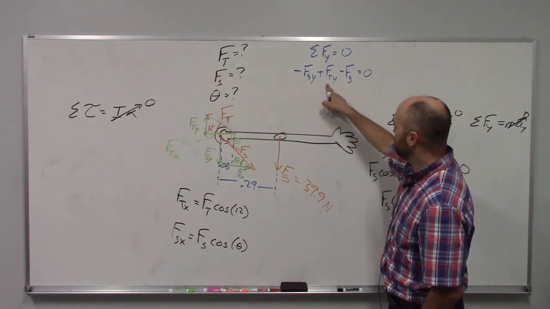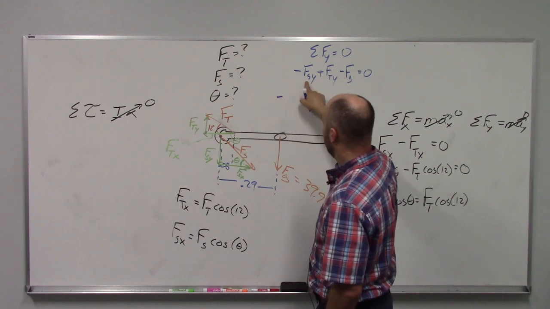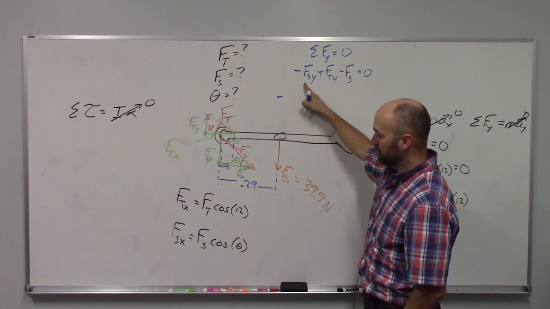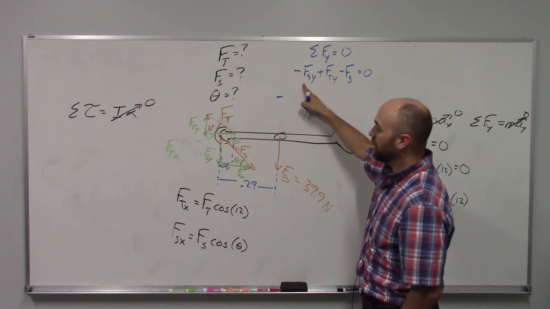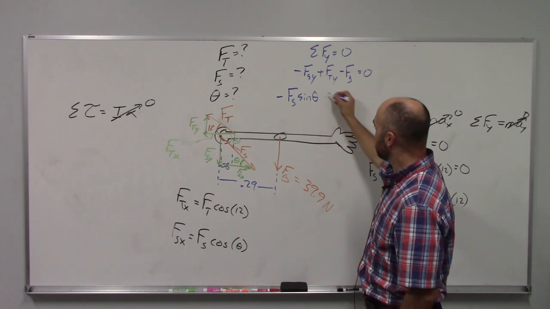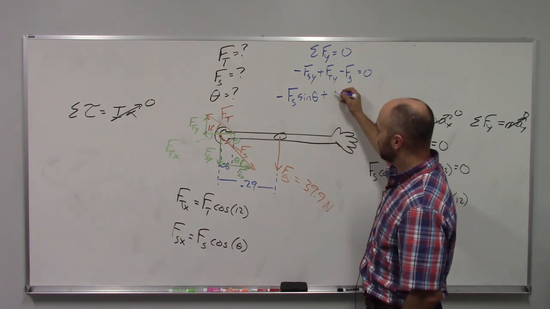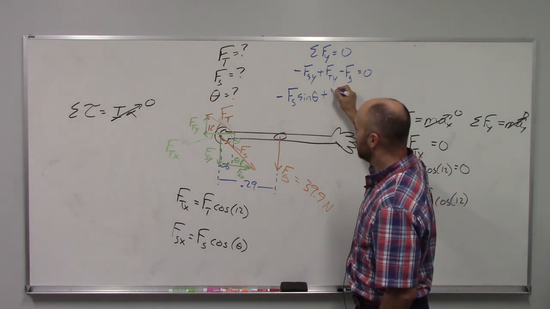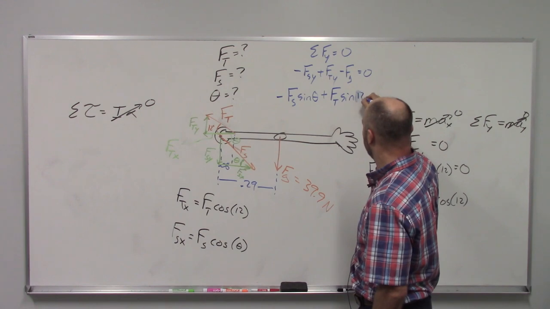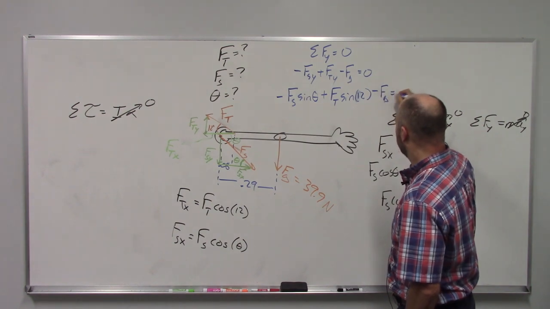Yeah. So let's go ahead and do that. What's the FSY in terms of trig functions? FS sine theta. Yes. FS sine theta plus FTY. What's that one going to be? FT sine of 12. Yep. FT sine, oops, not theta, 12, minus the force of gravity equals zero.